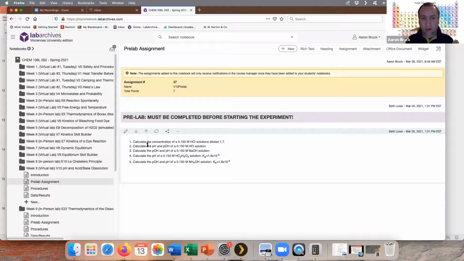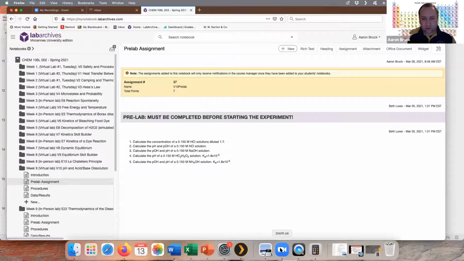So question number 1 here, calculate the concentration of an HCl solution that has been diluted 1 to 7. All that really means is that you need to figure out what the new concentration of the HCl is, and then take that concentration, put it directly into the pH equation. And actually, for number 1, I take that back. You only need the concentration. For numbers 2 and 3, pH and pOH, very, very straightforward.